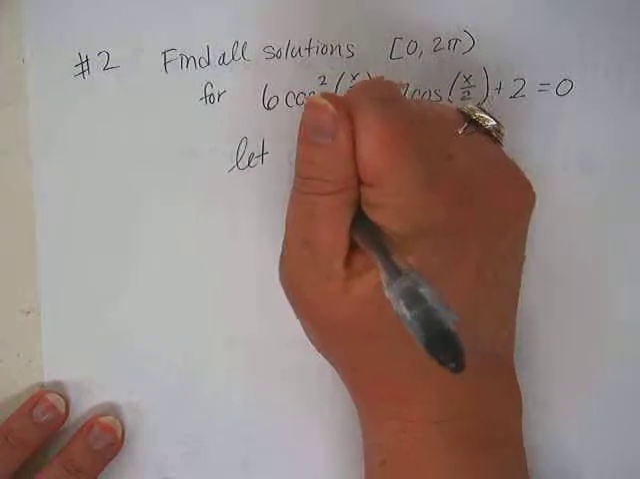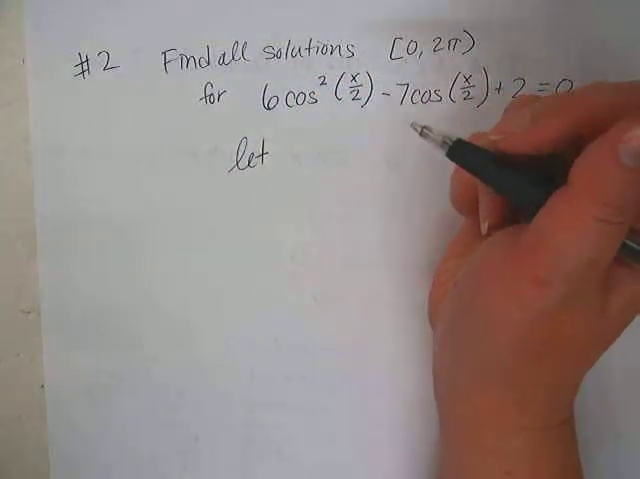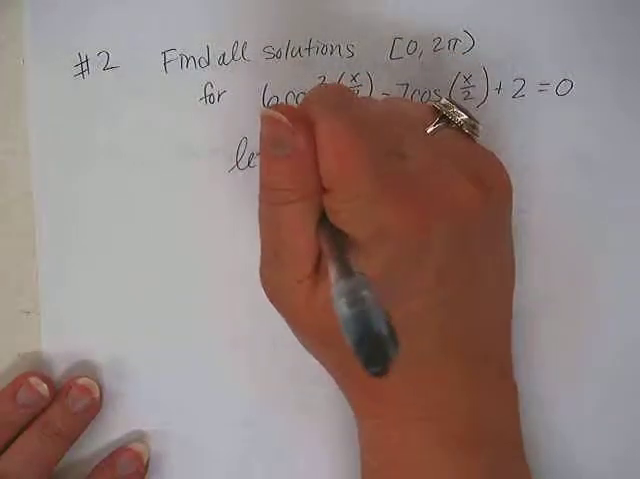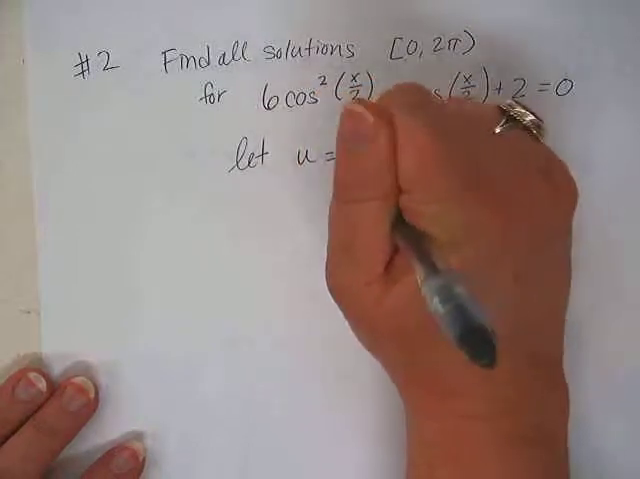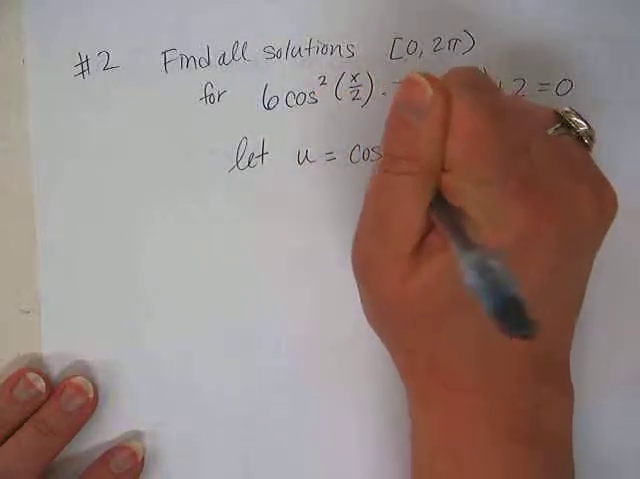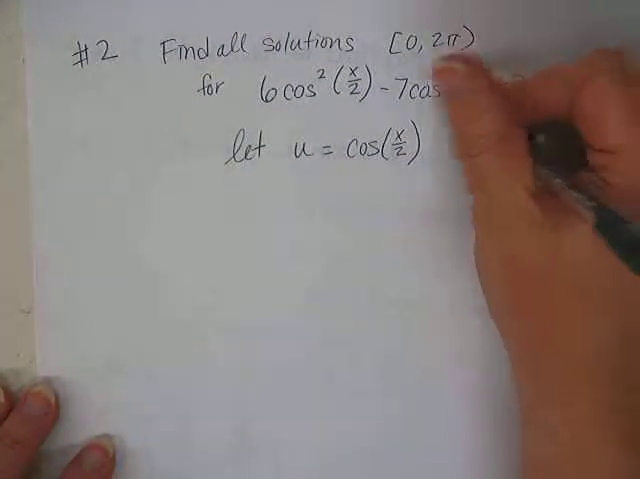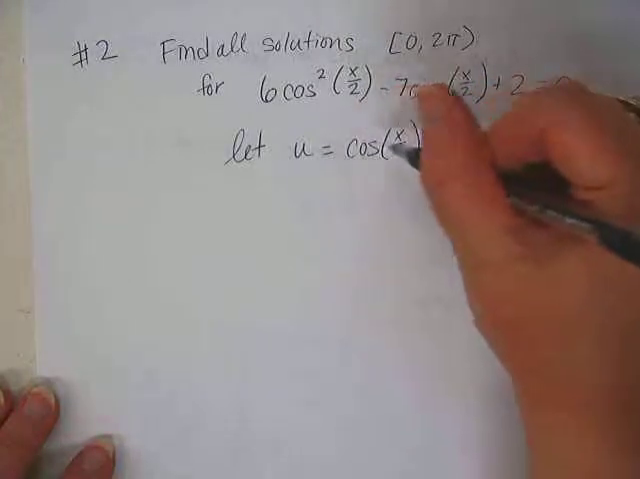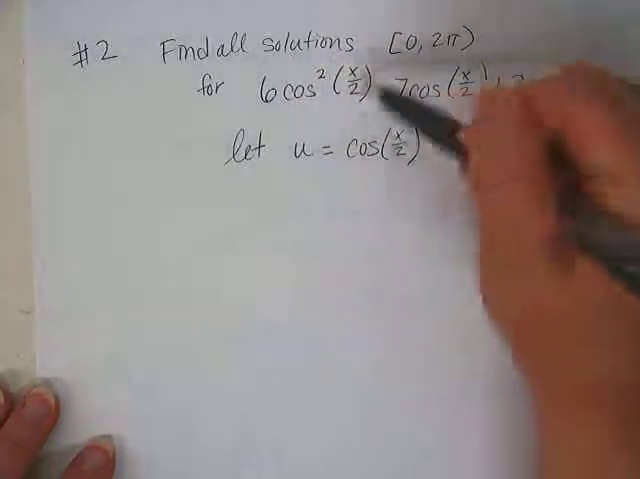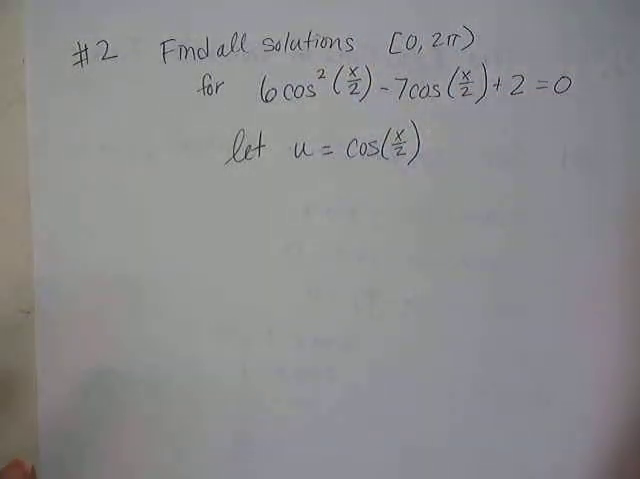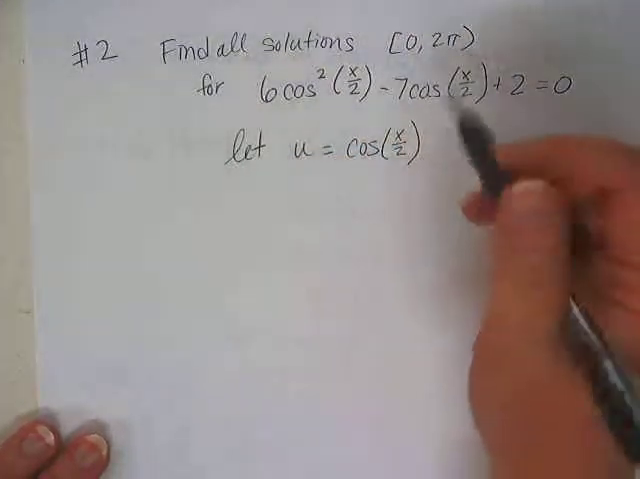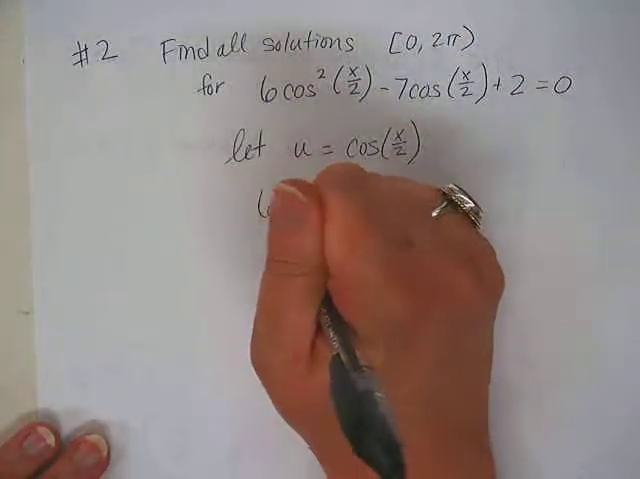So should we use u like they usually do for this type of thing? Do you care? Okay. u equals cosine of x over 2. How did I decide that that's what my substitution was going to be? The middle term, that's what that is, right? And then if I square that, I get the first term. Good. Okay.